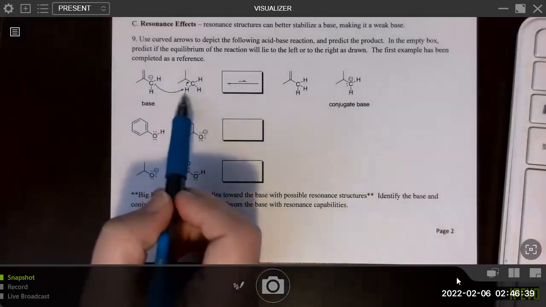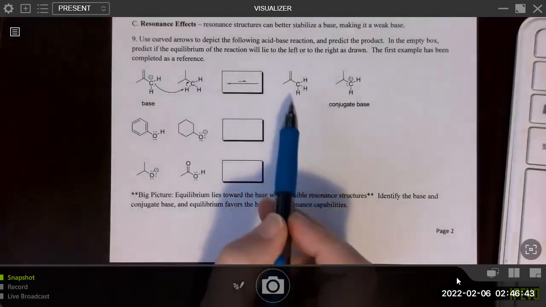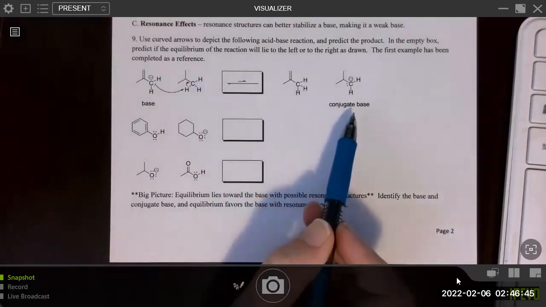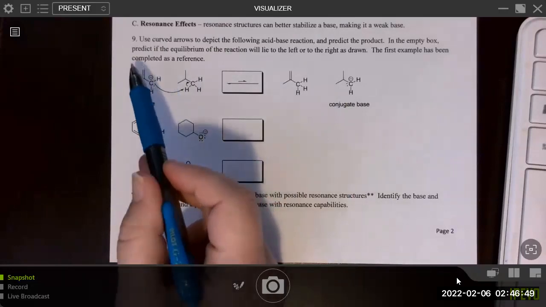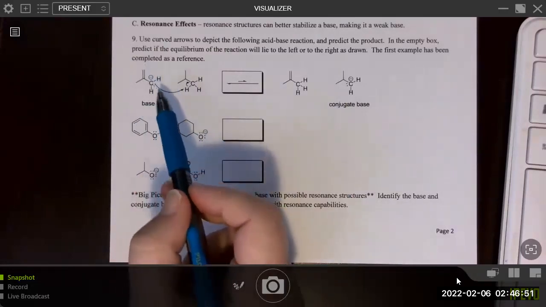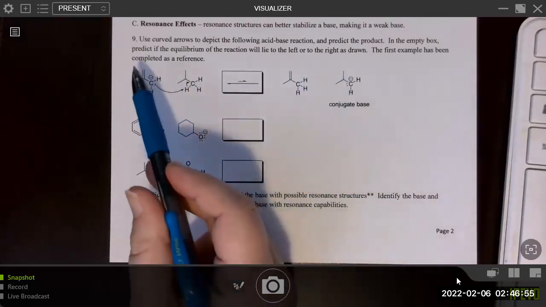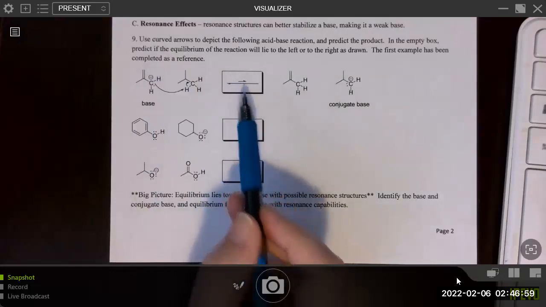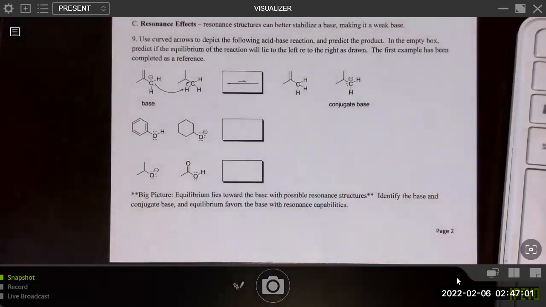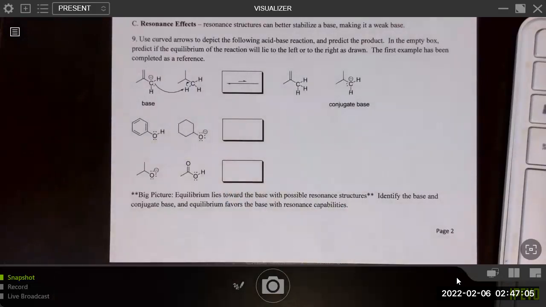So we have the base taking a proton from the acid, forming the conjugate acid and the conjugate base. The difference between these two is that this lone pair is stabilized through resonance because it's an allylic lone pair, and this one isn't. So if this one is stabilized through resonance, we predict it to be more stable, and the equilibrium will favor that more stable compound.